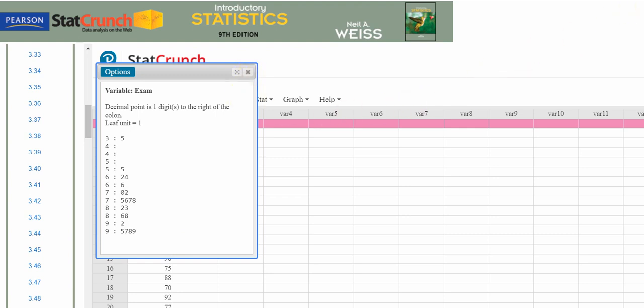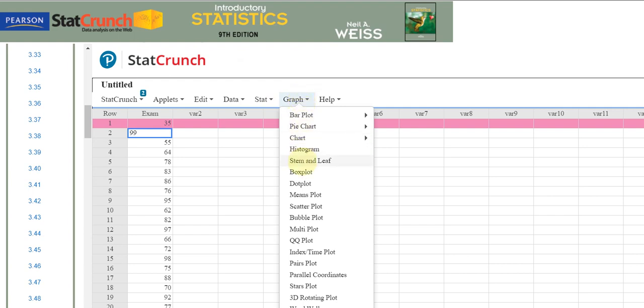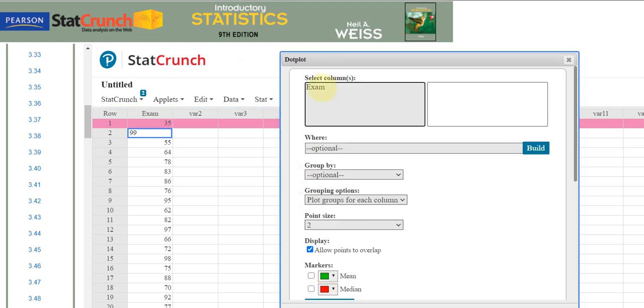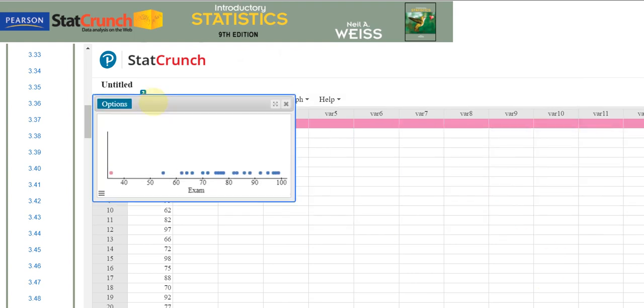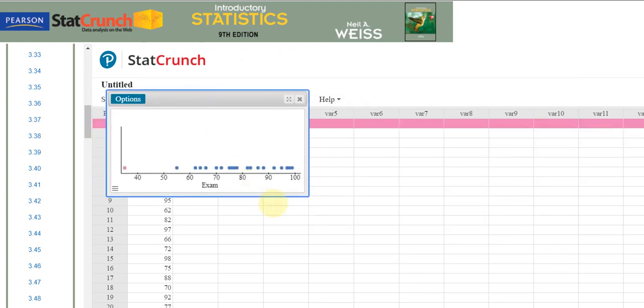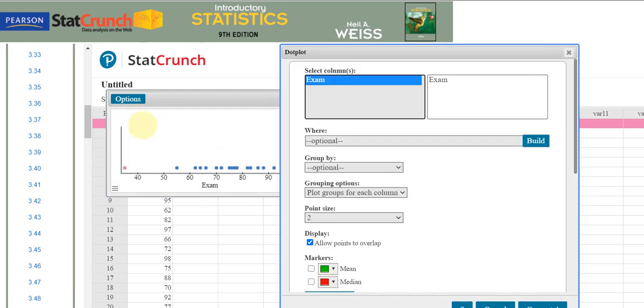Let's take a look at, X that out, a dot plot. We talked about dot plots. So here's a dot plot of exams and compute. And there you go. Now you can actually locate a mean and median on your dot plots if you go edit and markers, mean and median.